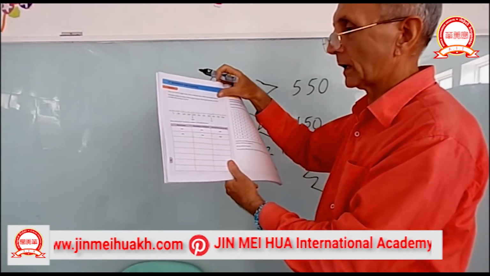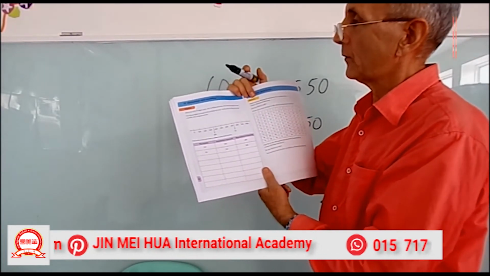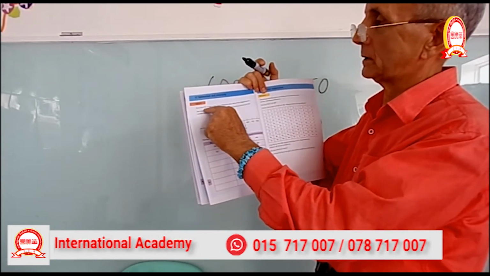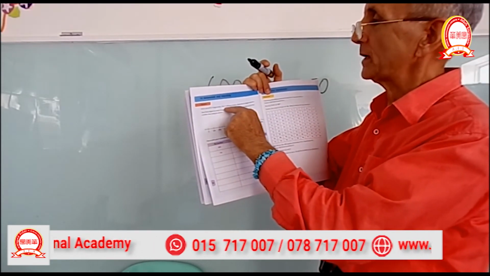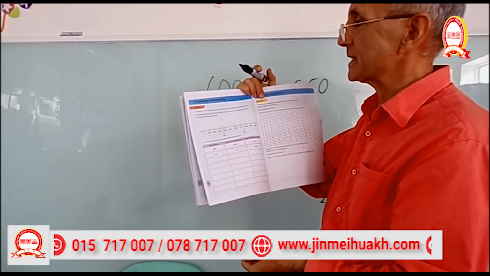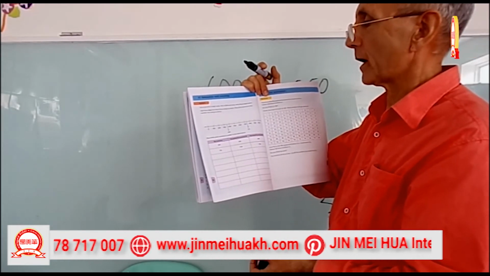Now, page 12. This is the last page in the textbook. It says, using 0 to 9-digit cards, pick 3 different cards. Write the 3 digits below. Use these digits to make 6 3-digit numbers. Place the numbers on the line using an arrow.